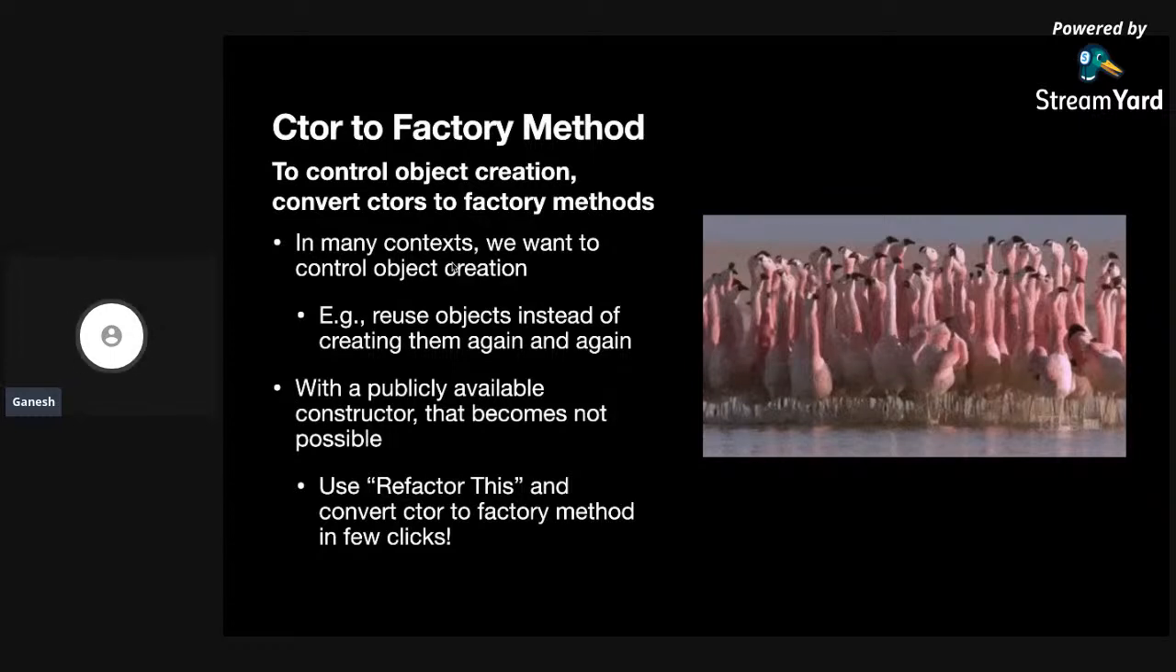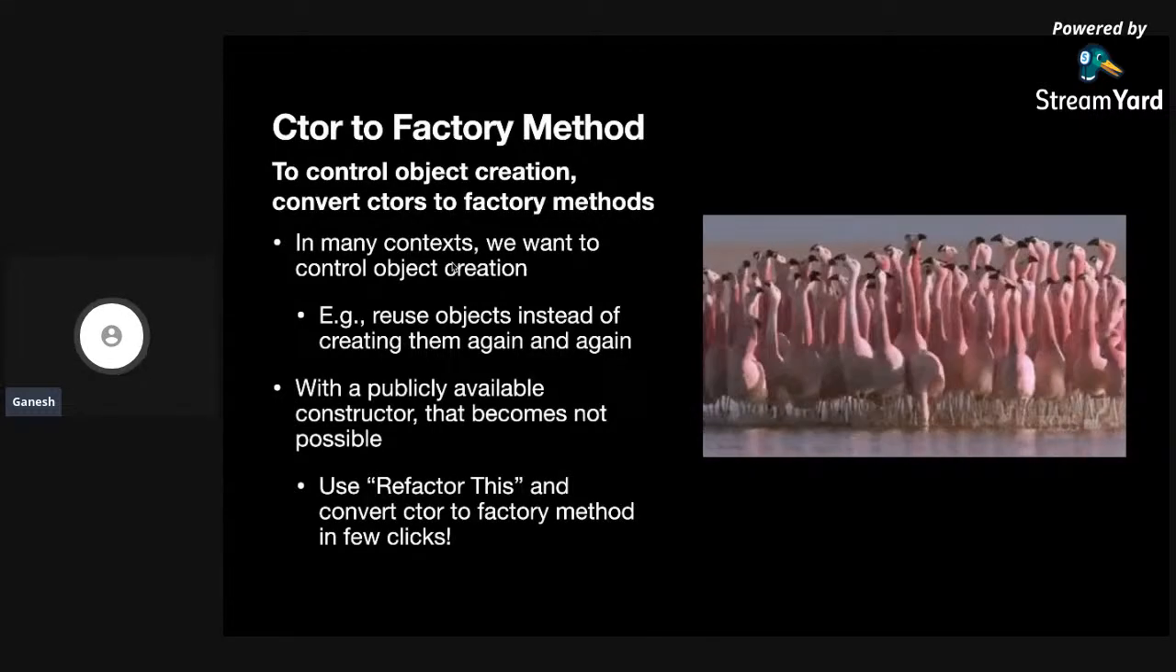Another example is the singleton pattern, where we are restricting the creation of the object to only one object. When we want to control the object creation in these ways, we cannot do it with a constructor, because constructors will always get called and new objects will get created. So we can transform those constructors to factory methods. With a publicly available constructor, you cannot constrain the object creation. So what you can do is point your cursor on the constructor, use refactor this, and convert the constructor to a factory method with just a few clicks.